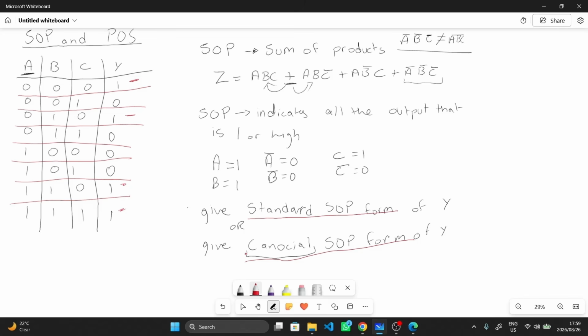So how do we express this? We'll express this Y in the form of a sum of products like this. So how do we do it?